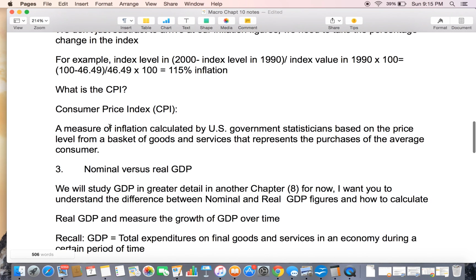Okay, and so this brings us again to what I've been discussing, which is the Consumer Price Index. The Consumer Price Index is a measure of inflation calculated by U.S. government statisticians at the Bureau of Labor Statistics, and it's based on the price level of a basket of goods and services that represents the purchases of the average consumer.